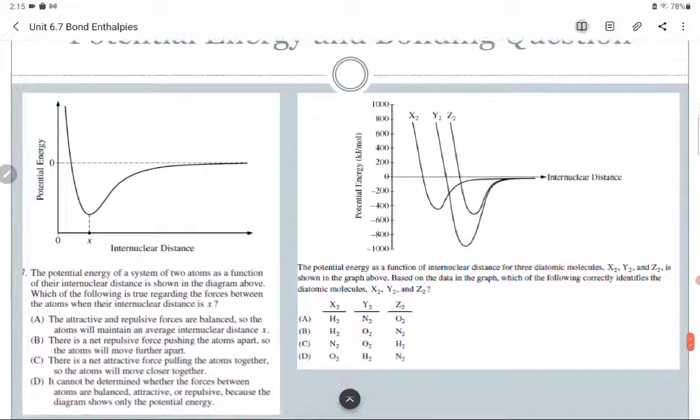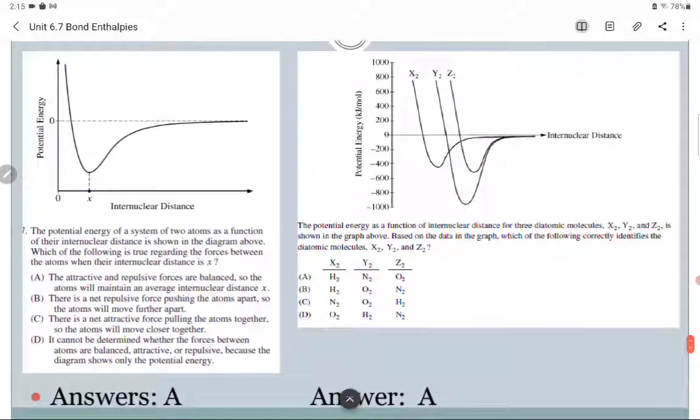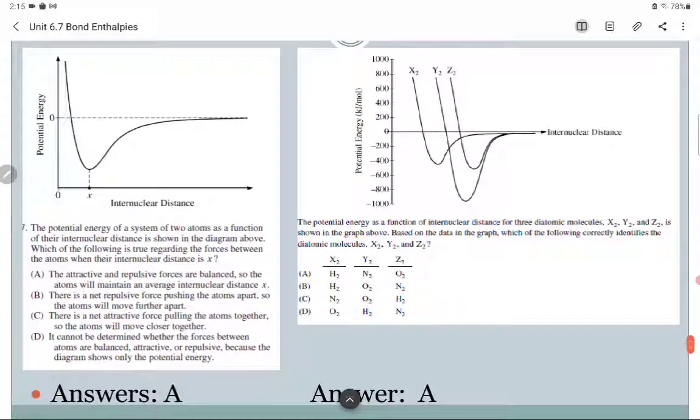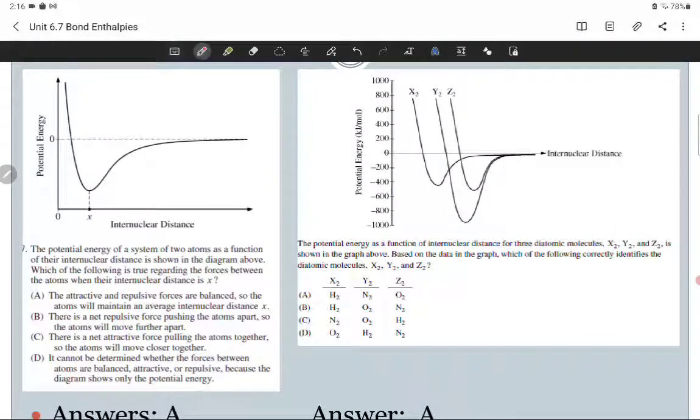A couple of questions go with this. These are very typical questions. Potential energy of the system of two atoms is a function. Okay, we already know all that. Which of the following is true regarding the forces between the atoms when their internuclear distance is x? So here is our x, and we love that sweet spot. That means the bond has formed. There's probably an answer. Well, let's look. We already have the answers.